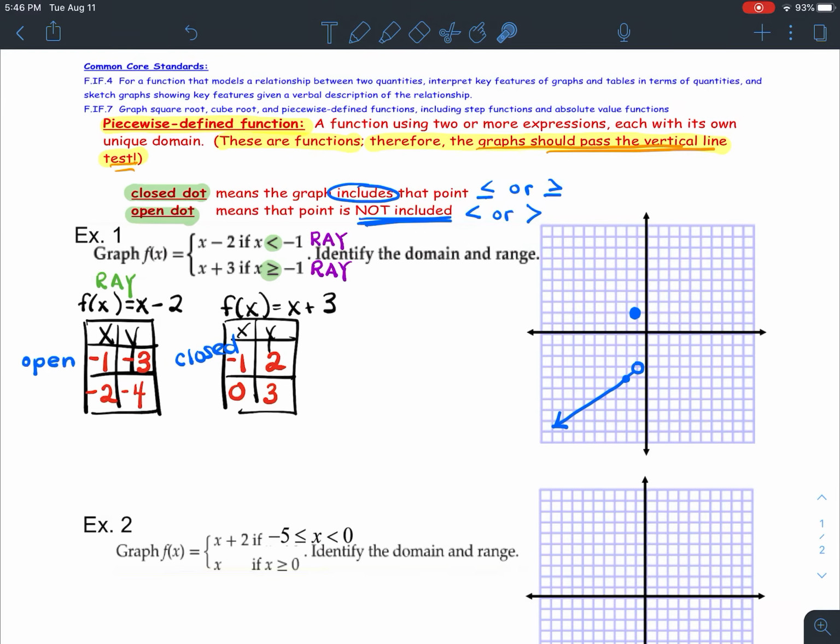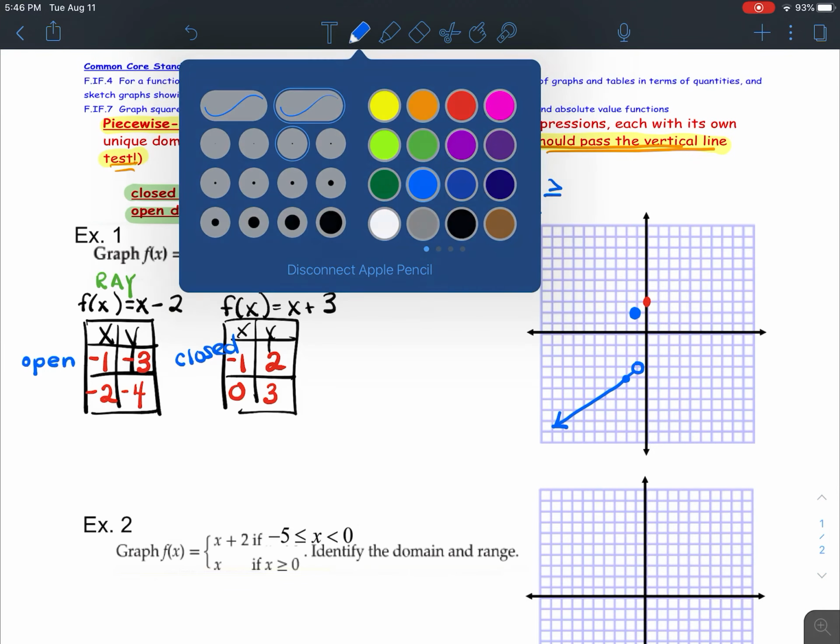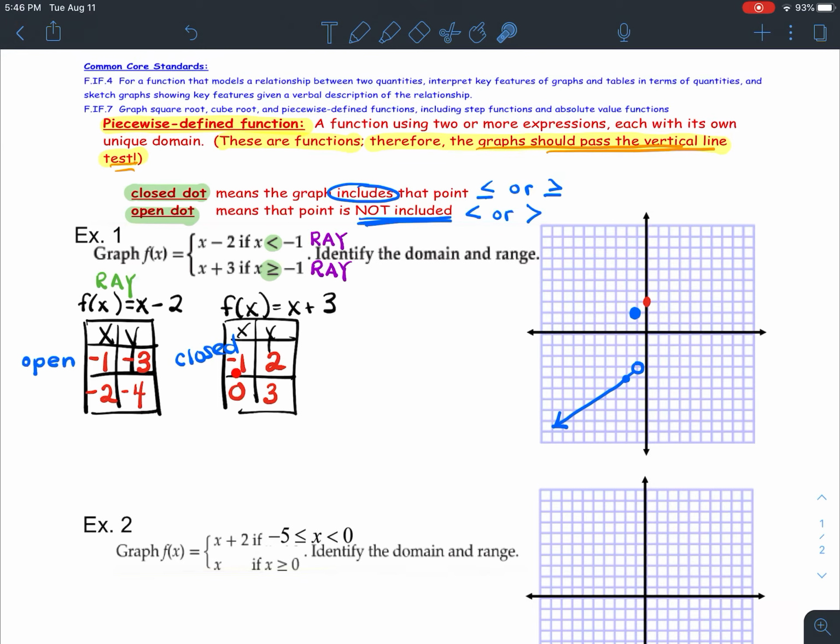Please remember, all other points on the ray are always closed. It's only the first point that could be open if the symbol didn't have the equal to bar, but this one is also closed. Okay, so I'm going to plot the point 0, 3.